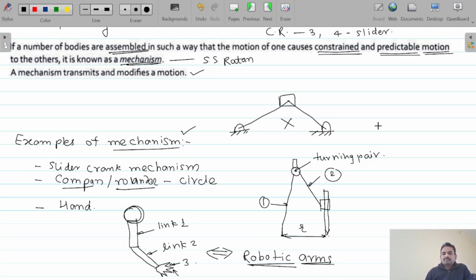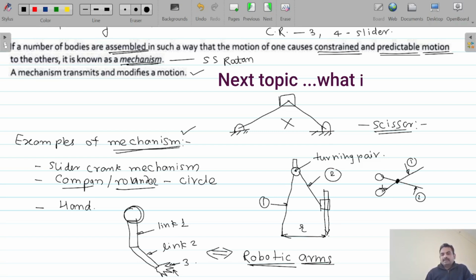Another very simple example we can consider is nothing but the scissor, which we use to cut a piece of cloth. This will be the simple diagram of our scissor. These two links are there, connected at the center or at a particular preferred point, which has a turning pair. That means this is link number 1 and this is link number 2. These two links are connected at a particular point, and we can do the cutting operation. So this is also a simple mechanism. These are very day-to-day life applications or examples of the mechanism. Now in the next part we will see what a machine is.